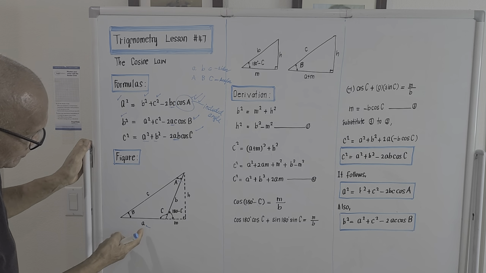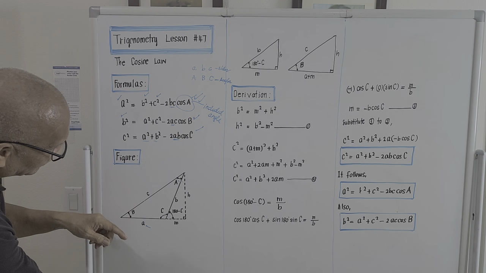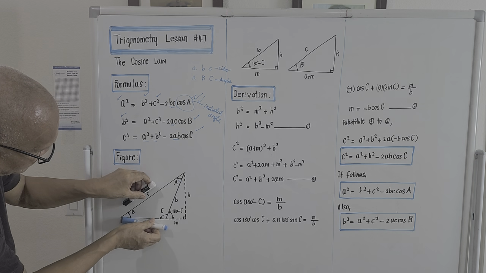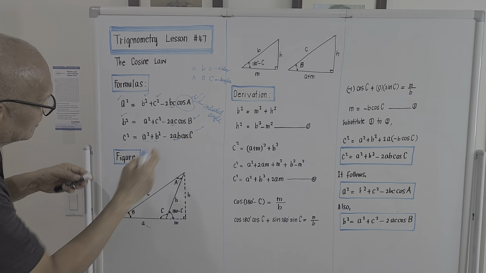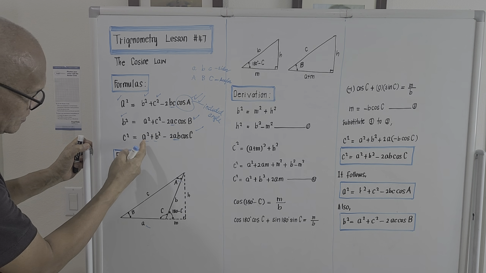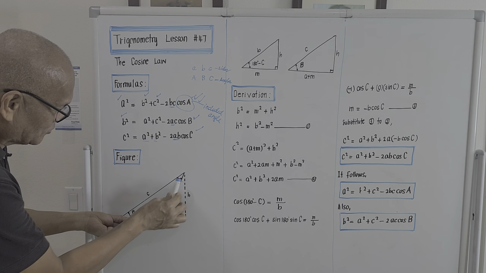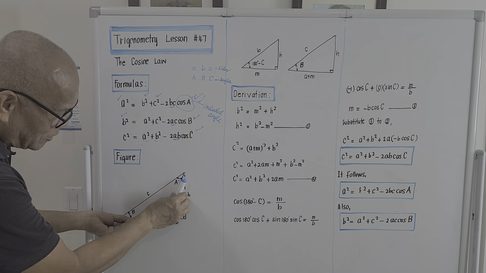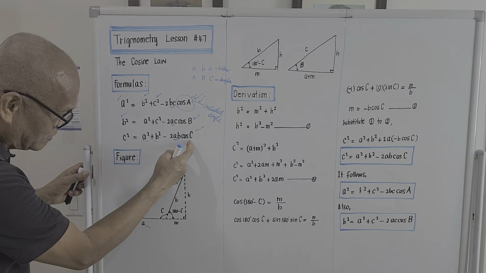A and C, this is A, this is C. The included angle between A and C is actually angle B. So this is angle B. The included angle in the third formula will be side A and B, right? So this is A, this is B. The included angle between side A and B is actually angle C. So this is angle C.